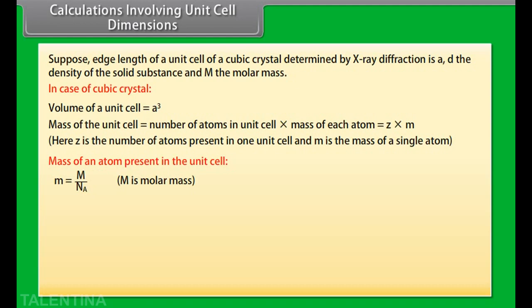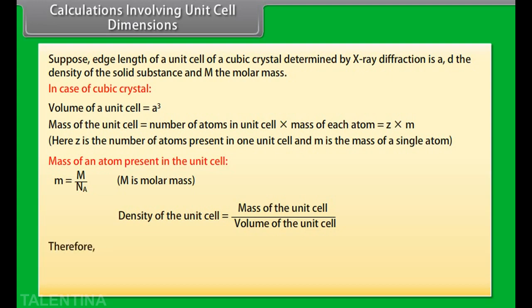M is the molar mass. The density of the unit cell is equal to the mass of the unit cell upon the volume of the unit cell. Therefore, it is equal to z times M upon a cubed N_A, or d is equal to z M upon a cubed N_A.